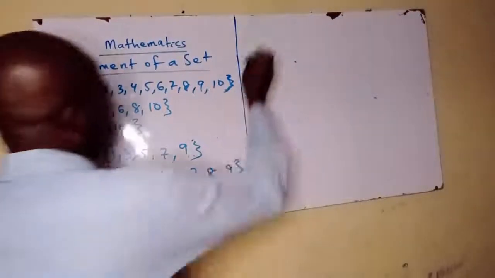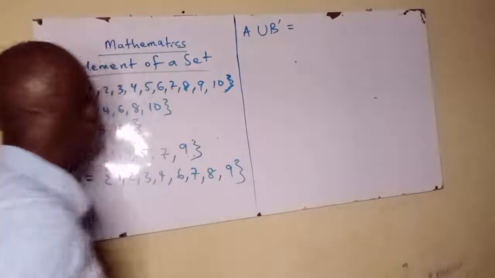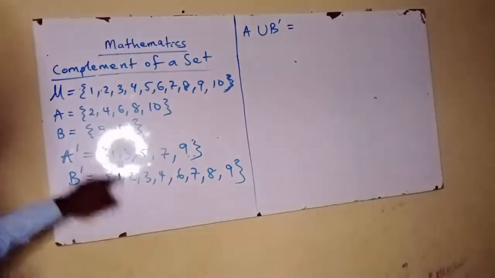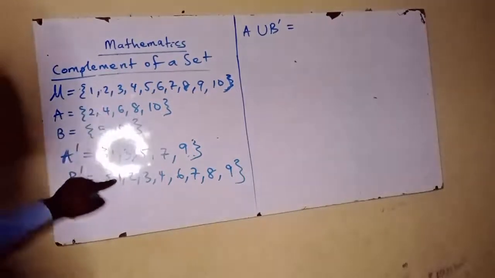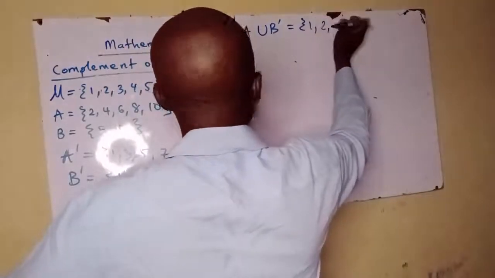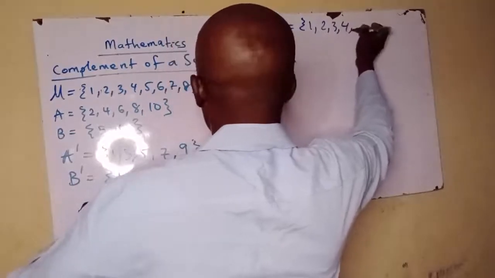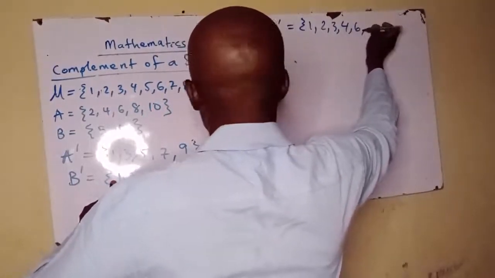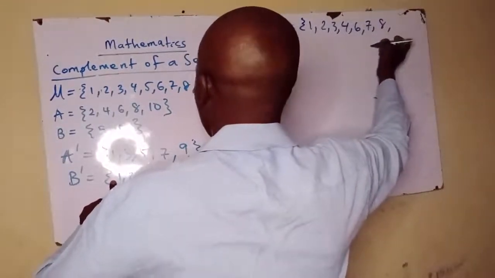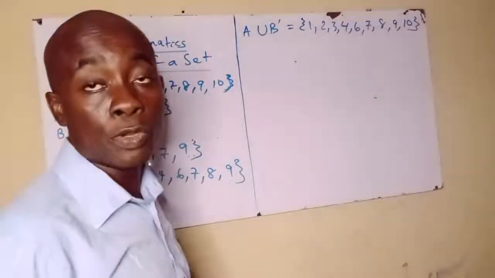Now let's assume you have A union B complement. We all know what is in A, and we all know what is in B complement. You can union them together. And how do you do that? Everything will now be 1, 2, 3, 4, 6, 7, 8, 9, and 10. So those are the things that we are going to union there.